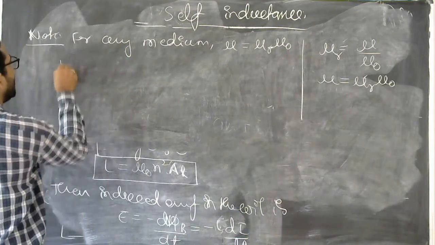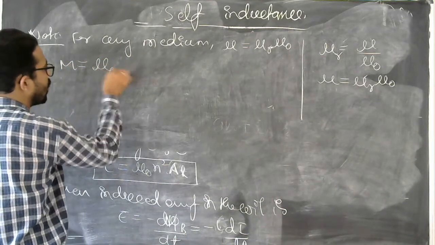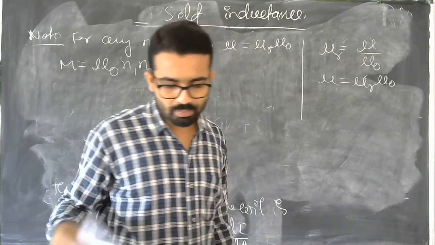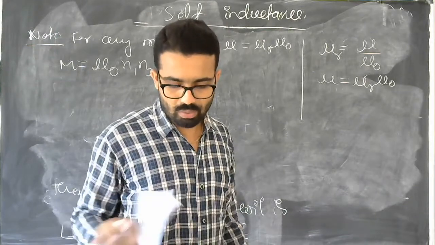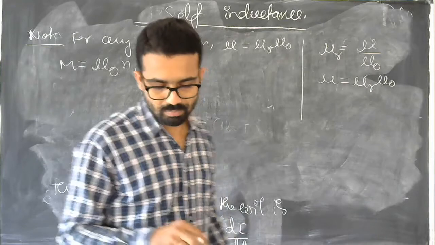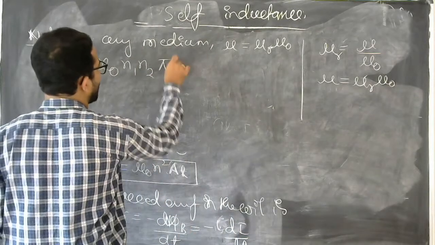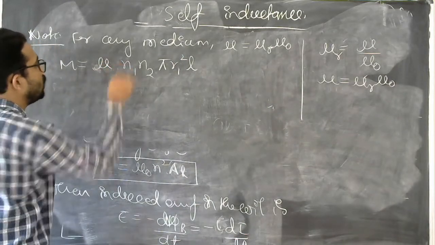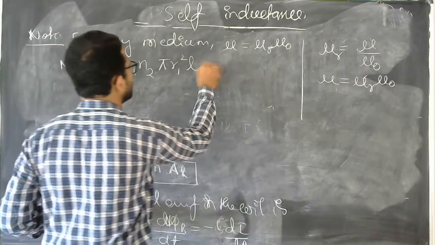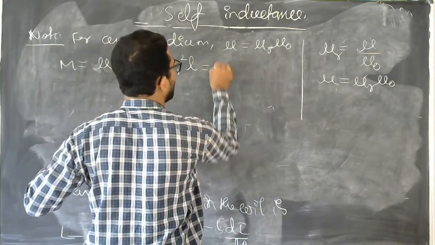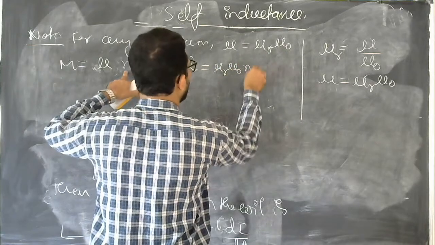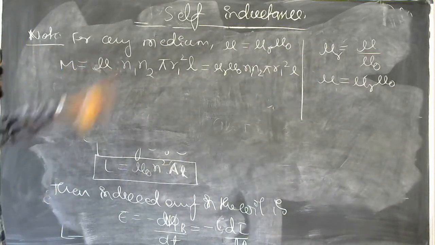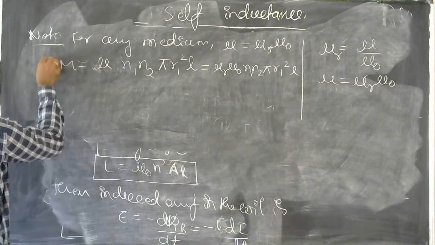Then, in the case of mutual inductance, M is equal to mu naught N1 N2 pi R1 square. Here you have to write this as mu. You can write this also, mu means mu r into mu naught N1 N2 pi R1 square. For any medium, the mutual inductance will be like this.